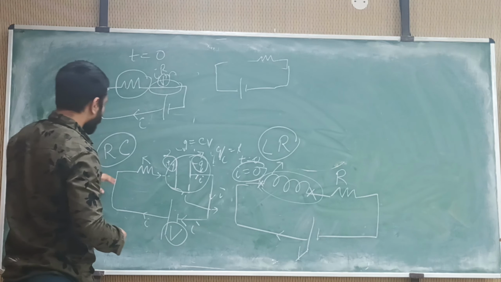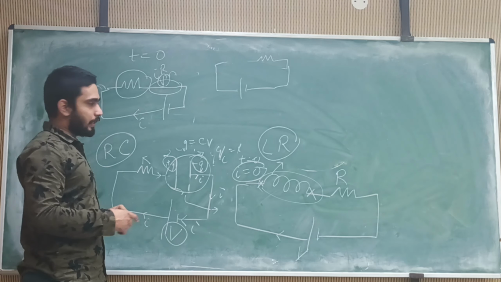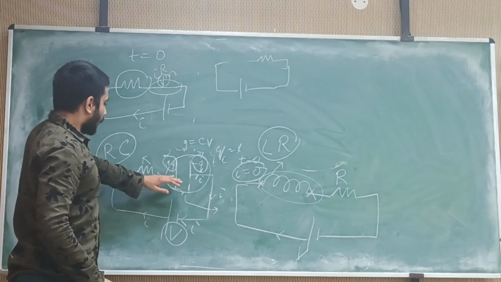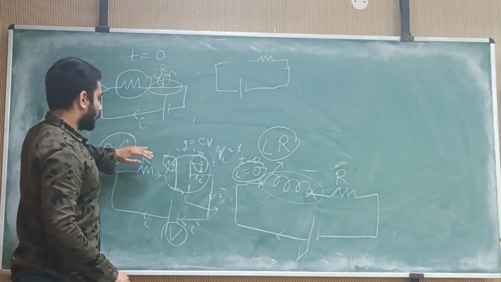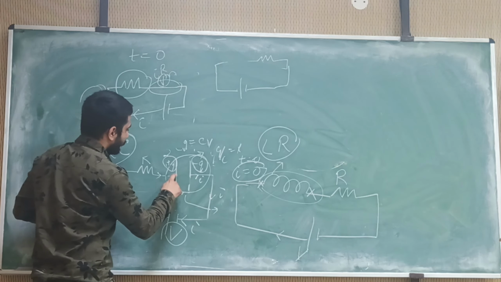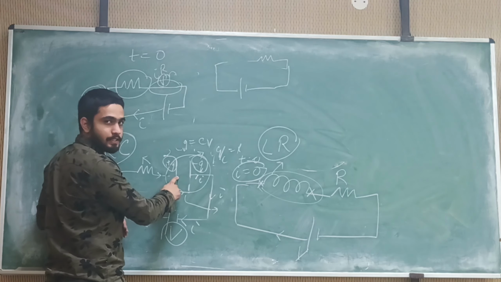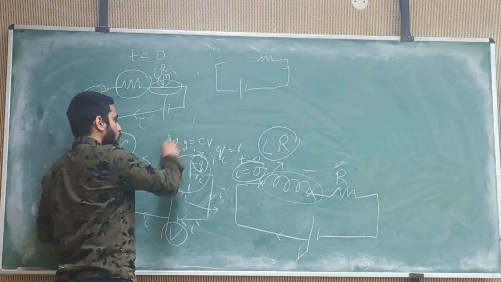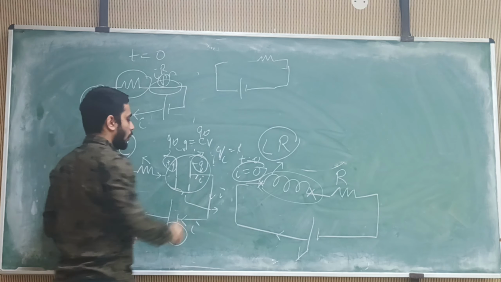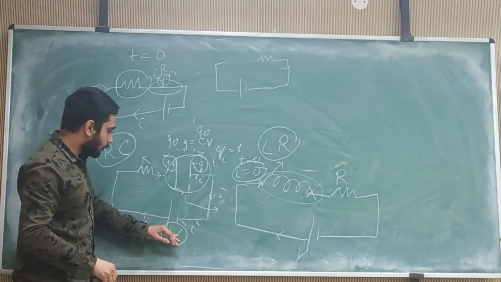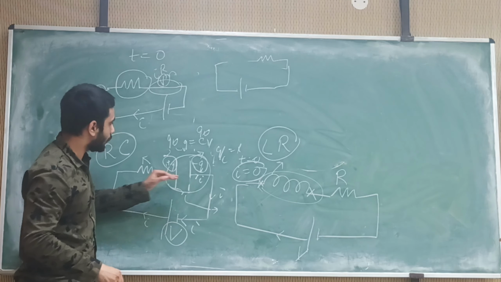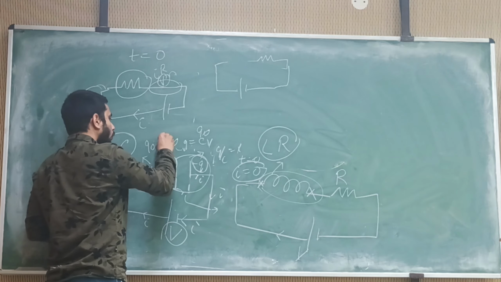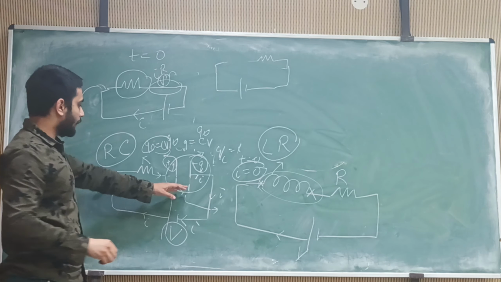So we know that at time t equal to infinity, this capacitance in the RC circuit will have a maximum charge equal to q naught, and this will be equal to q naught, and this voltage V is the same as the voltage here. So q naught is equal to C into V. So the whole voltage will be here.